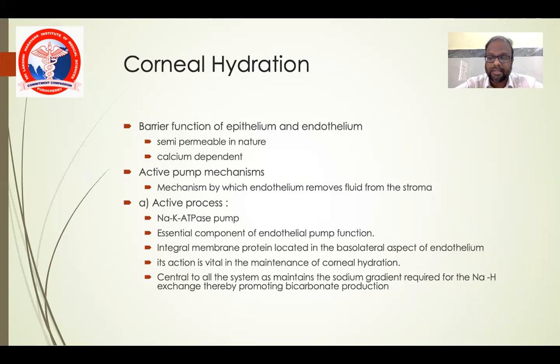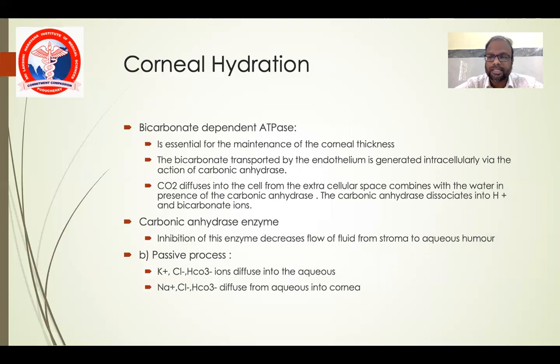It is central to the whole system, as it maintains the sodium gradient required for the sodium hydrogen exchange, thereby promoting bicarbonate production. Apart from this, the second enzyme is the bicarbonate dependent ATPase. It is also essential for maintaining the corneal thickness. The bicarbonate transported by the endothelium is generated intracellularly via the action of carbonic anhydrase. Carbon dioxide diffuses into the cell from the extracellular space. It combines with water in the presence of carbonic anhydrase, which dissociates it into proton H plus ions and bicarbonate ions.